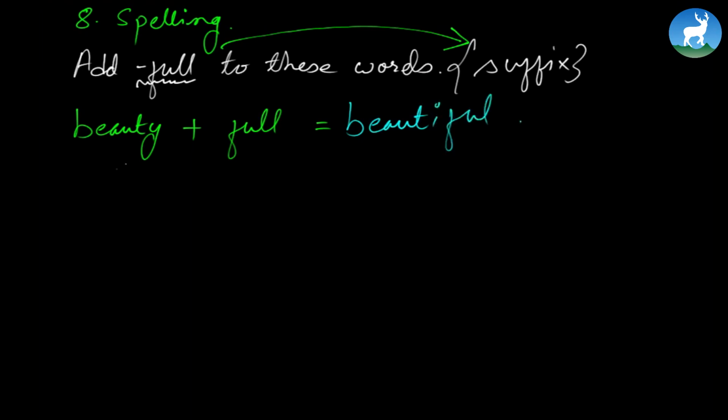B-E-A-U-T-I-F-U-L, beautiful. You don't write B-A-U-T-Y-F-U-L, beautiful. See? Now, let's continue with the next exercise. Next word, harm plus full equals H-A-R-M-F-U-L, harmful. Okay? We don't write harmful as H-A-R-M-F-U-L-L, harmful. Similarly, let's continue further.